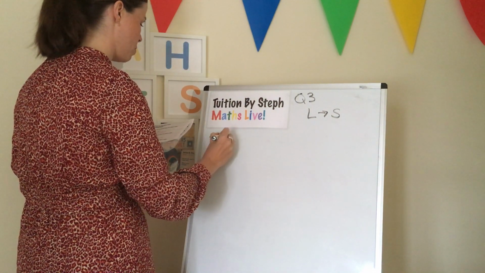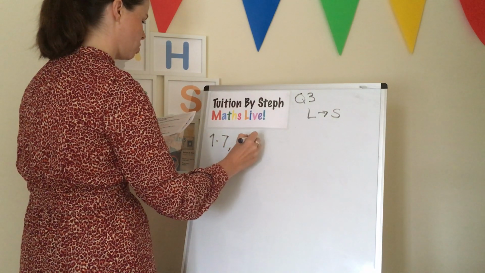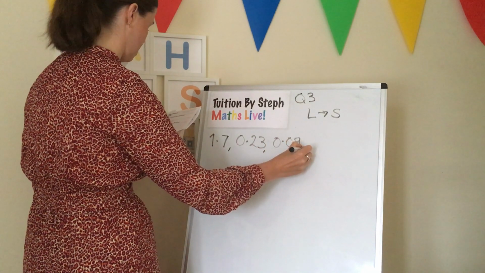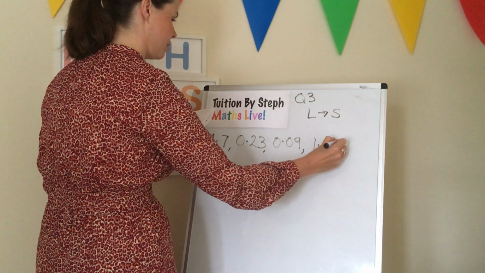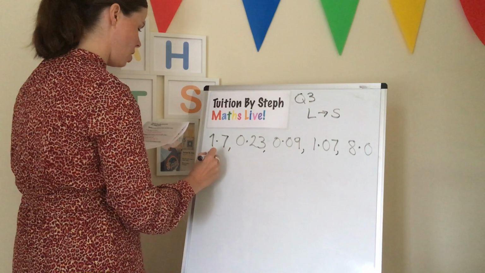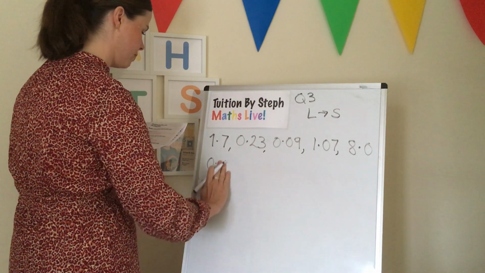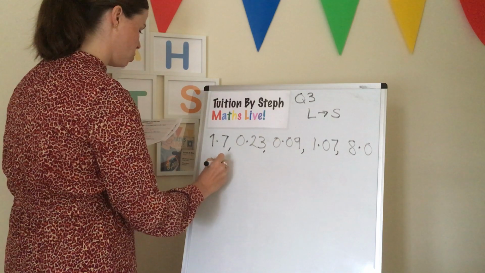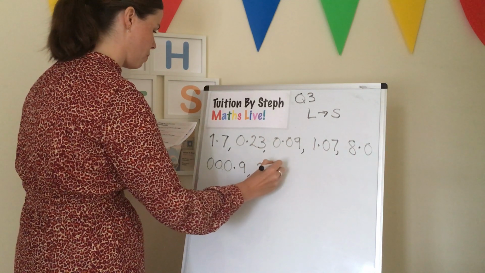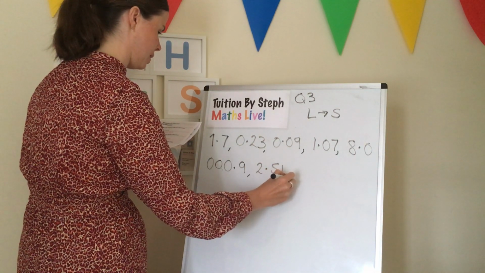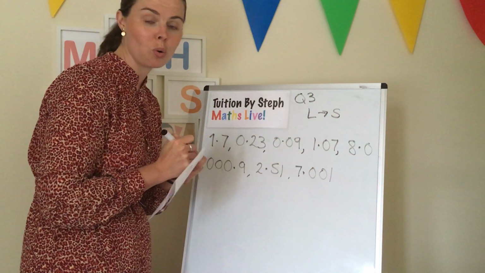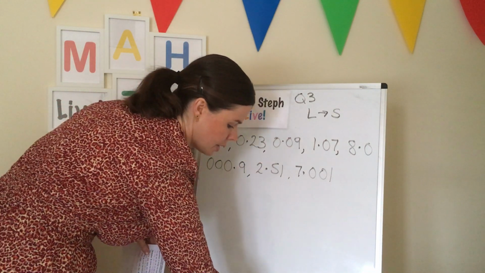So we've got 1.7, 0.23, 0.09, 1.07, 8.0, 0.009, 0.9, 2.51, and the last one is 7.001. Okay, if you'd like to pause now and have a go, you can.